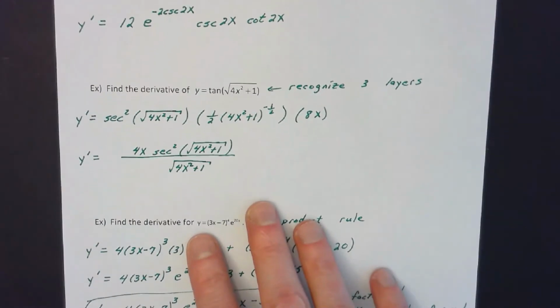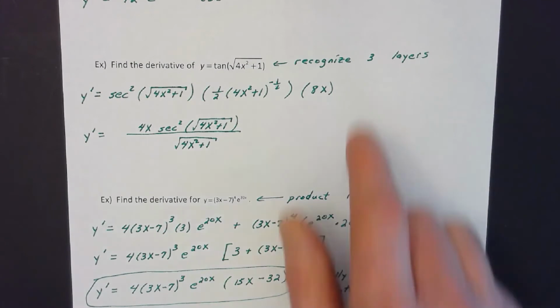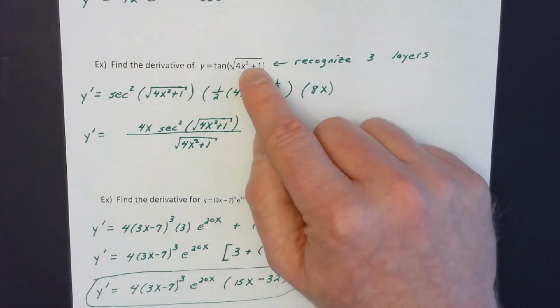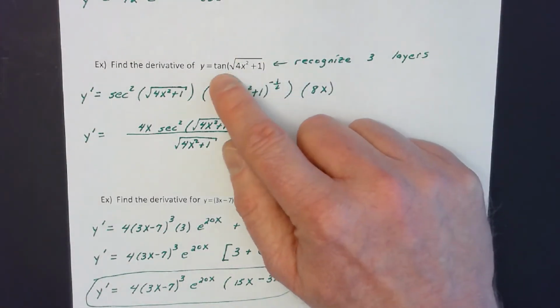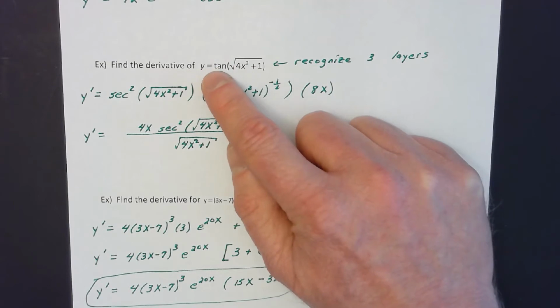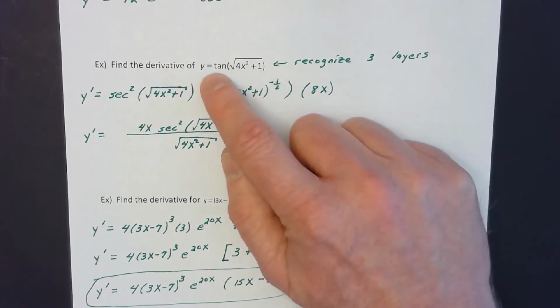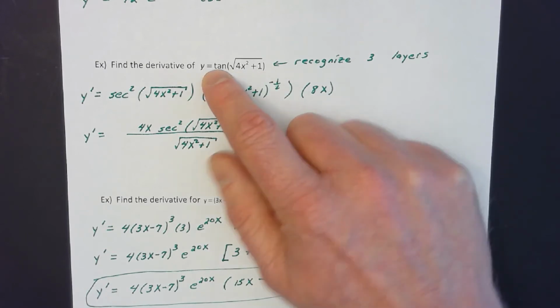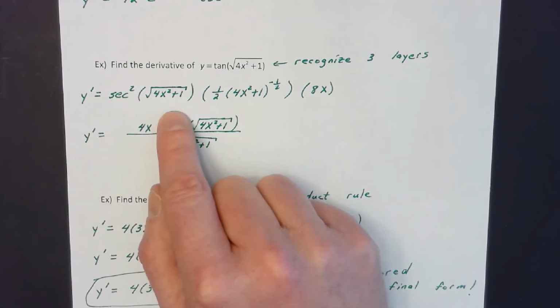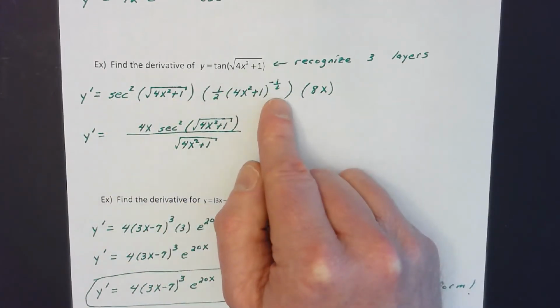Up next, again, I'm doing a 3-layer derivative problem. You have the function 4x squared plus 1 inside of the square root function, the square root of x, which then is the angle inside of the tangent function. So your derivative is going to have to address all 3 layers of that composition. The first layer, derivative of tangent, secant squared. I keep the angle. Then I say, well, times the derivative of that angle.